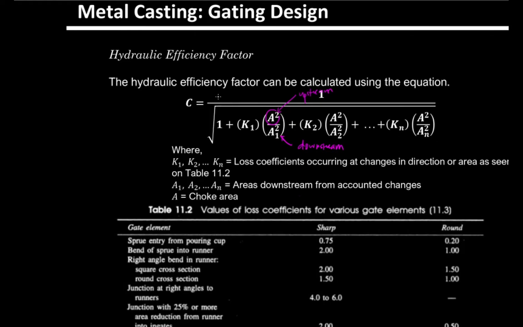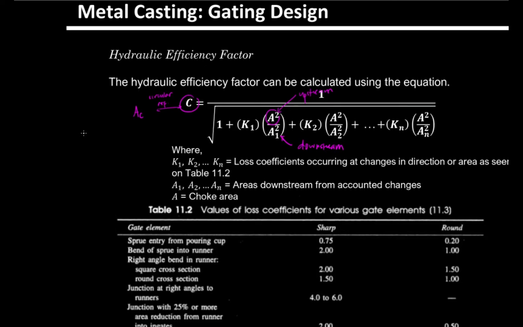So again, I've mentioned in the previous video the problem with this hydraulic efficiency factor: this C value is needed for us to be able to solve the choke area, but we also need the choke area so that we can solve for the hydraulic efficiency factor C. So it becomes a circular reference. So the way we go about it is establish the gating ratios first.